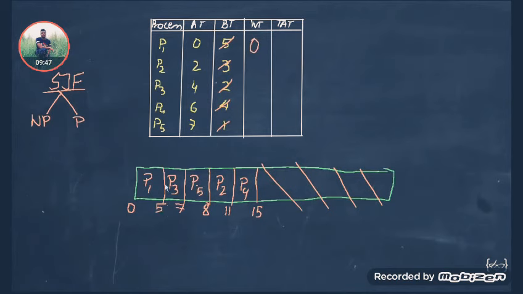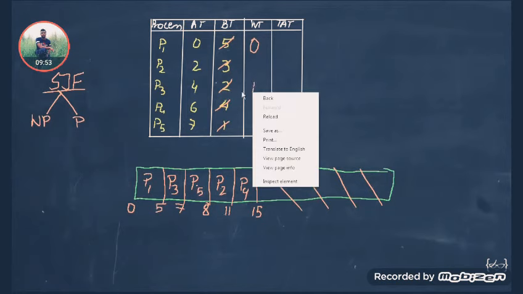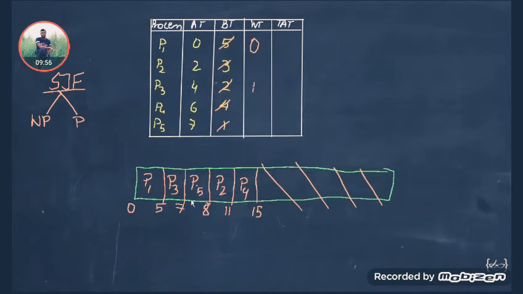For P3, the arrival time was 4 and the visiting time is 5. So 5 minus 4 is 1. And for P5, the arrival time was 7 and the visiting time is 7. So 7 minus 7 is 0. So P5 did not have to wait at all.